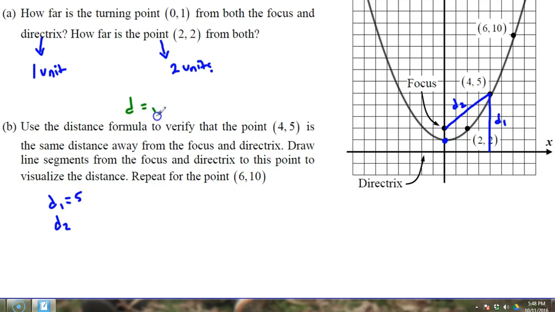D is the square root of x2 minus x1 squared plus y2 minus y1 squared. And where this comes from is your Pythagorean theorem, right?